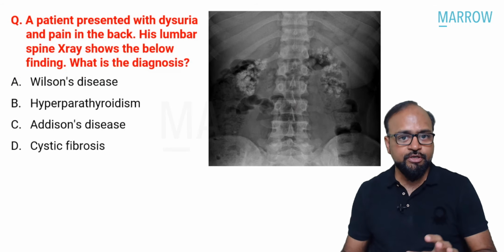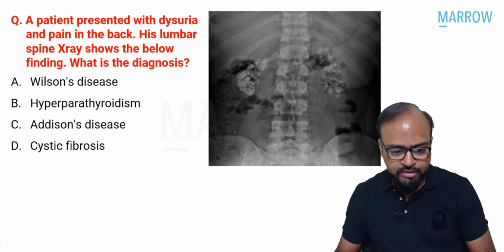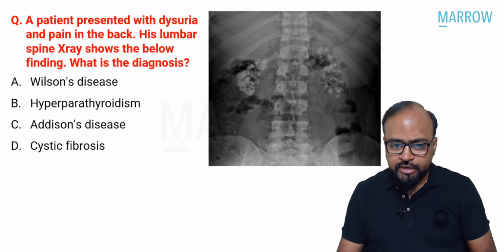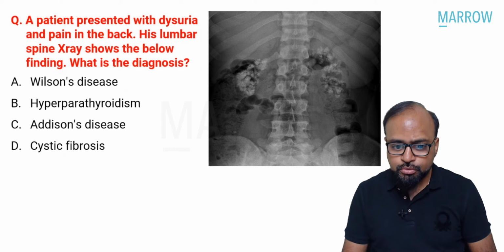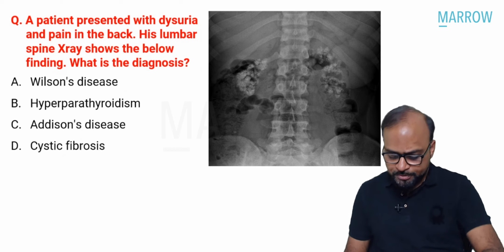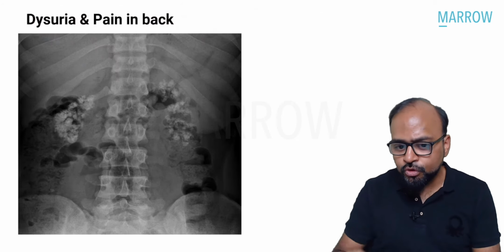Now let us look at this particular image. A patient presents with dysuria, right, and pain in the back. His lumbar spine X-ray is shown below. What is the diagnosis? We'll come to the options. We'll discuss the question in some time. Let us focus on this image first.